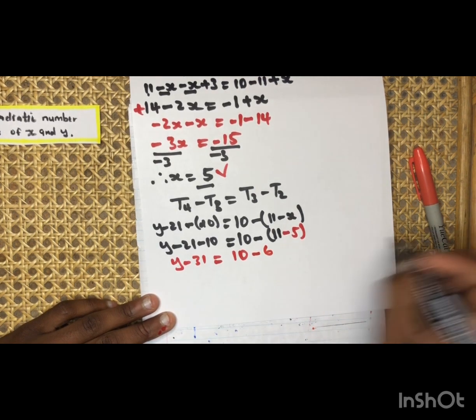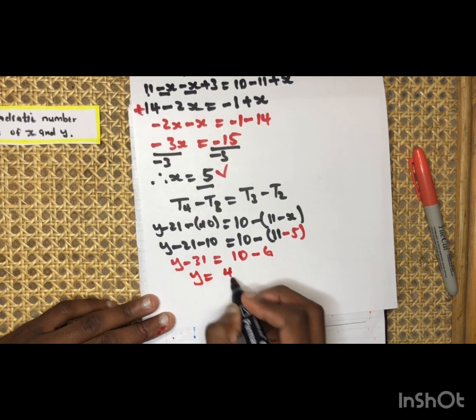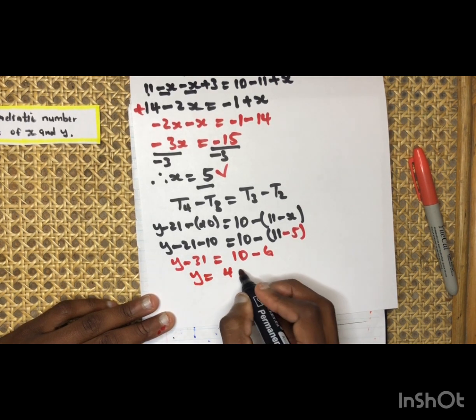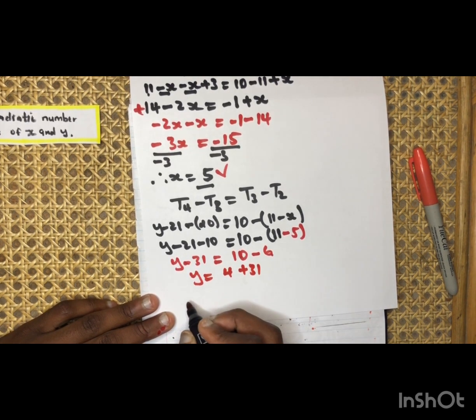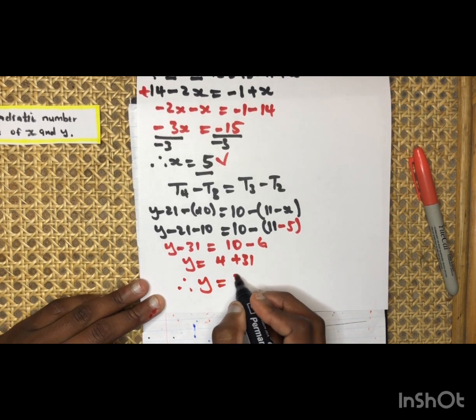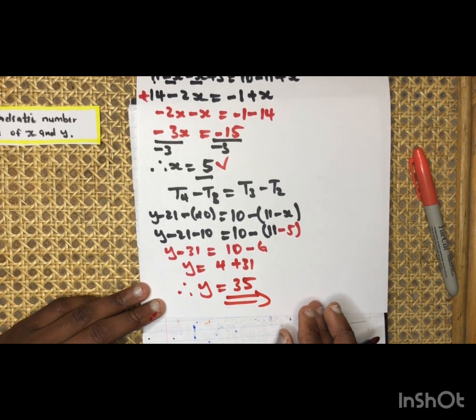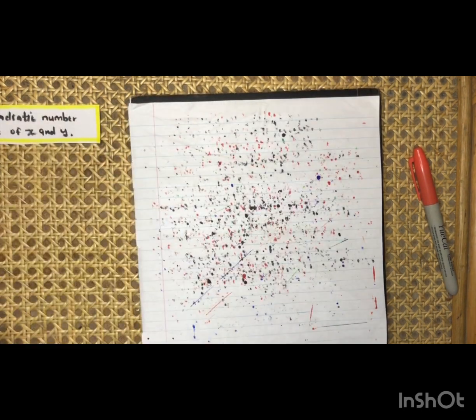So we just transpose this one to that side. So I have y. 10 minus 6, we get 4. Then we transpose this one, the sign is going to change. So therefore your y in this case, guys, is going to be 35. So that's the value of y. Hope we are good. See how we do it?